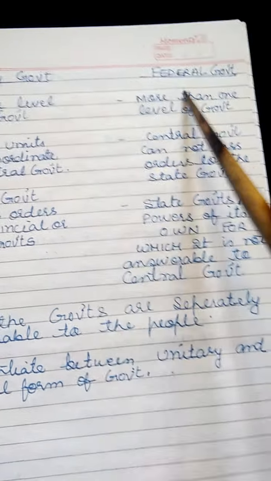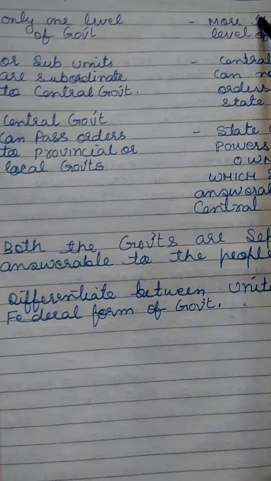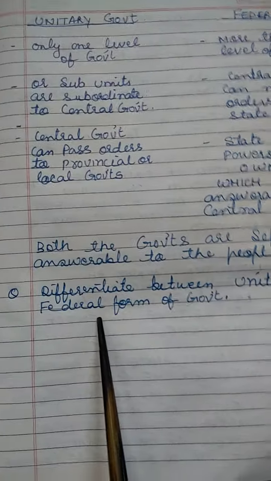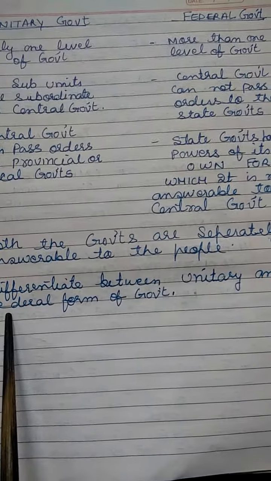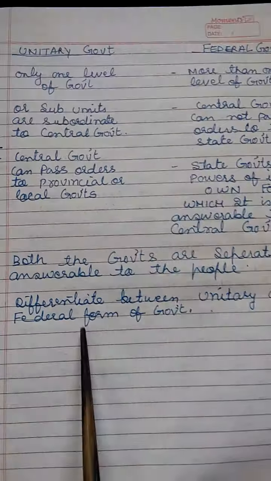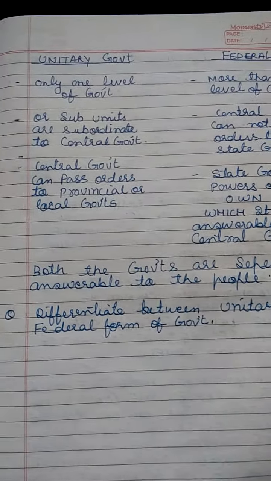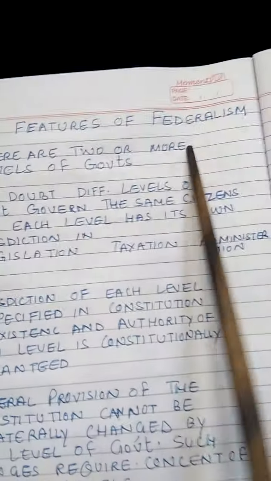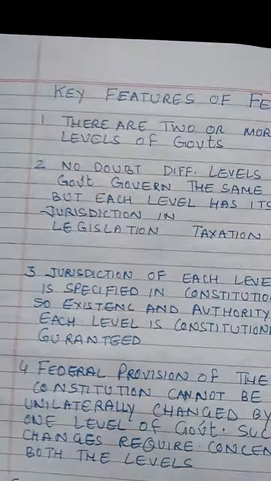So this is unitary government, and I talked about the federal government. Now, your first question that you will write in your copies: differentiate between unitary and federal form of government. Now, let's discuss the key features of federalism. When we are talking about federalism, what are the key features of federalism?